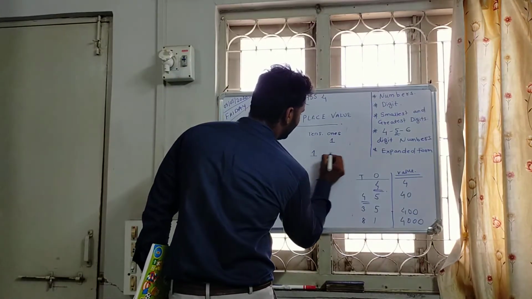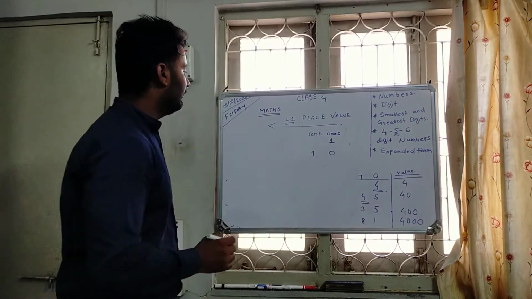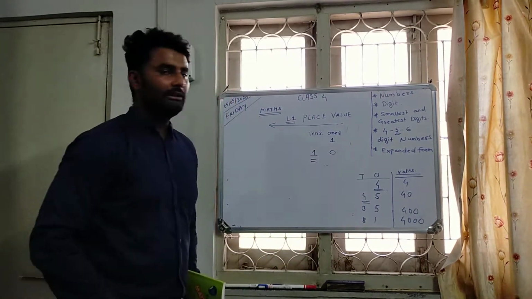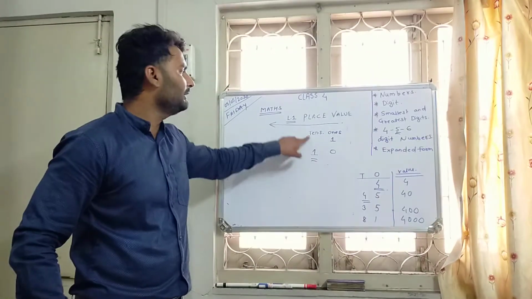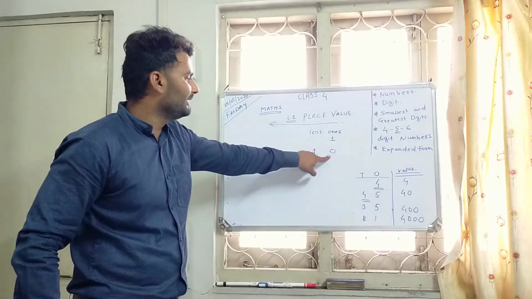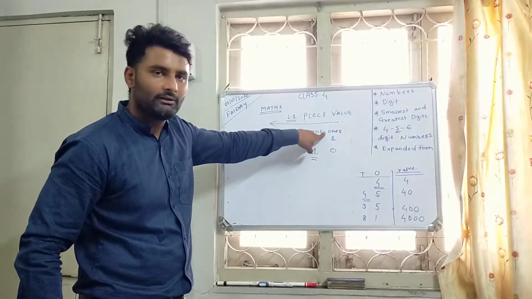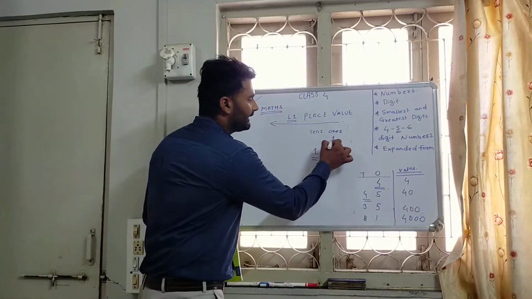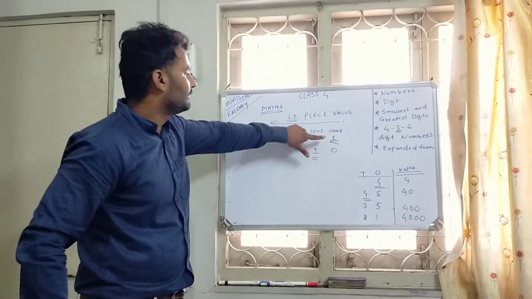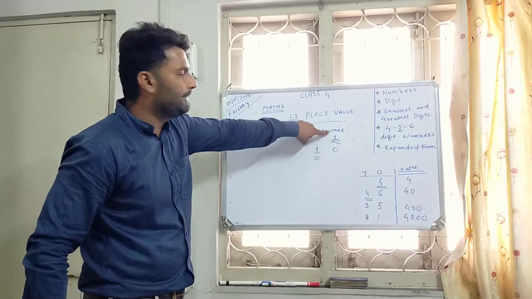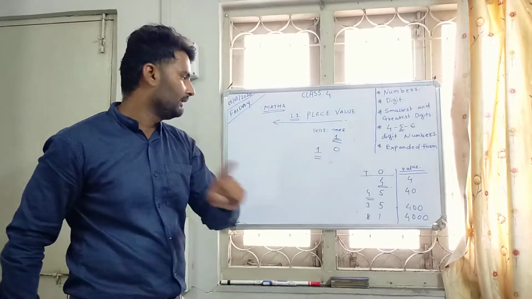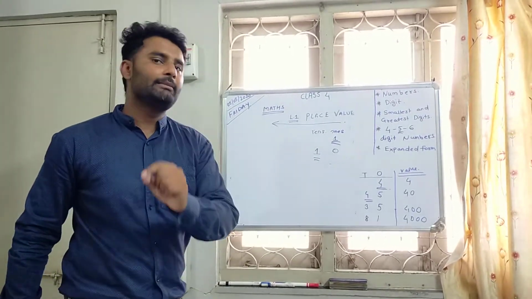If I write here 1 0, 10, what is the value of 1? The value of 1 is 1 times tens. What is the value of 0? It is 0 times ones. If I ask you the value of this 1, it is 1 times ones, that means only 1. And here 1 times 10 means 10.